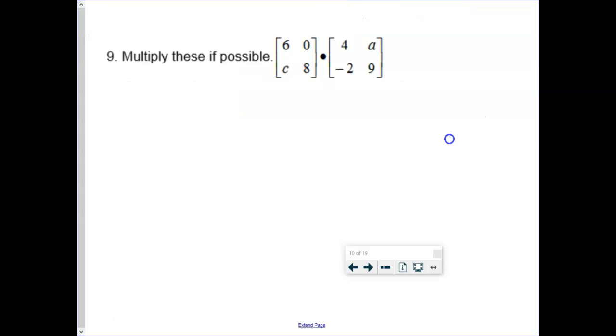This question. Can you do this on the calculator? Yes. No. You got algebra. So first of all, can you multiply them? I should have checked that. 2 by 2 by 2 by 2. So yeah, and the result's going to also be a 2 by 2.